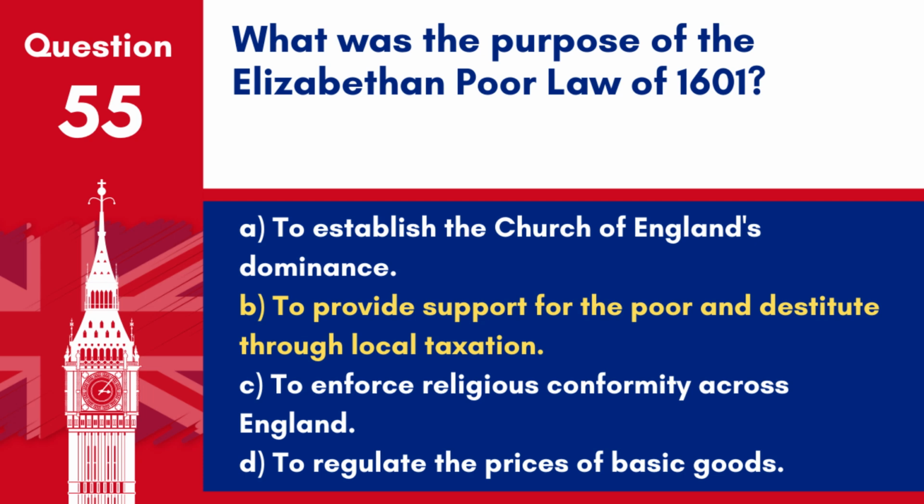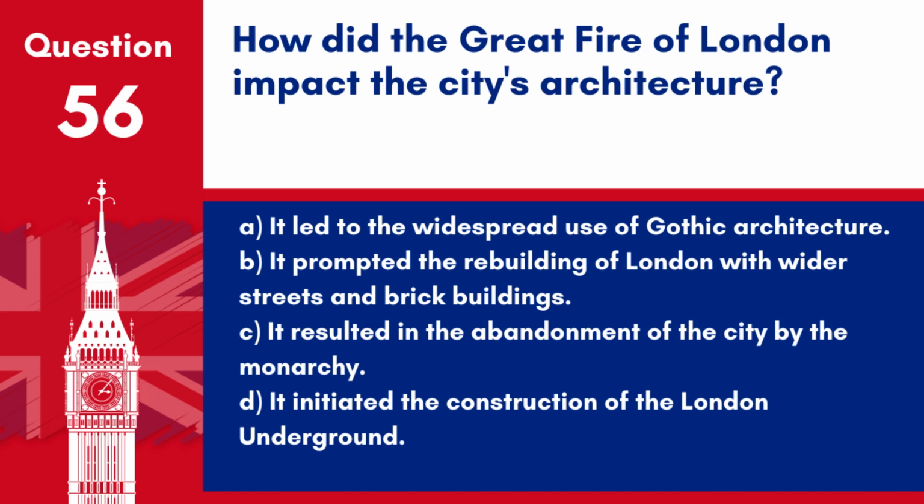The Elizabethan Poor Law of 1601 established a system where local parishes were responsible for the welfare of the poor, funded by local taxes. Question 56. How did the Great Fire of London impact the city's architecture? A. It led to the widespread use of Gothic architecture. B. It prompted the rebuilding of London with wider streets and brick buildings. C. It resulted in the abandonment of the city by the monarchy. D. It initiated the construction of the London Underground. Answer: B. It prompted the rebuilding of London with wider streets and brick buildings.